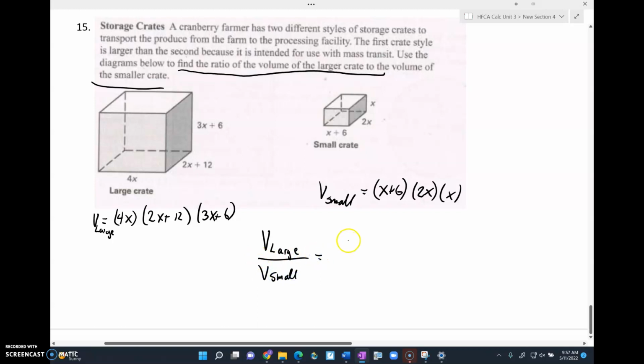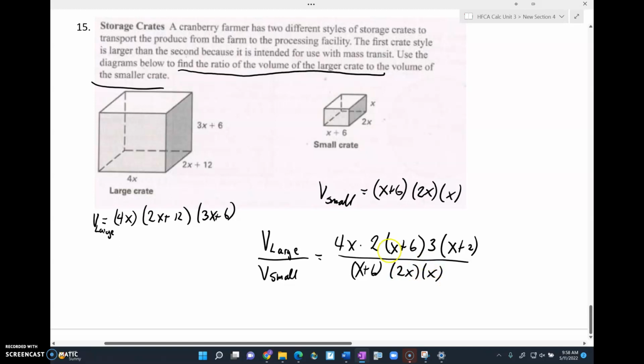So really what we're looking at is volume large over volume small. And in this case, I'm going to take out common factors here. So I have a 4x times 2 times x plus 6 for that numerator. And I'm also going to take out a 3 from that second term, for the third factor, I guess. This would be x plus 2. And this would be all over x plus 6 times 2x times another x.